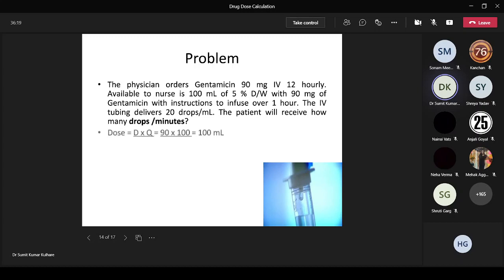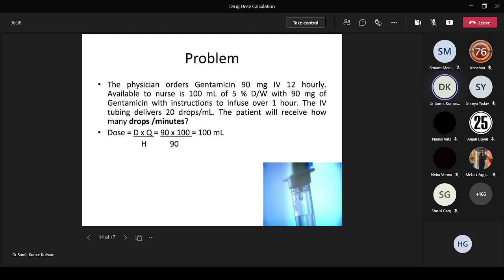Always you have to calculate the total dose which has to be administered, for which we will use that formula D by H into Q. D stands for doctor's order. How much does the doctor want to give? So the physician orders gentamicin 90 milligrams. That will be D, 90 milligrams.